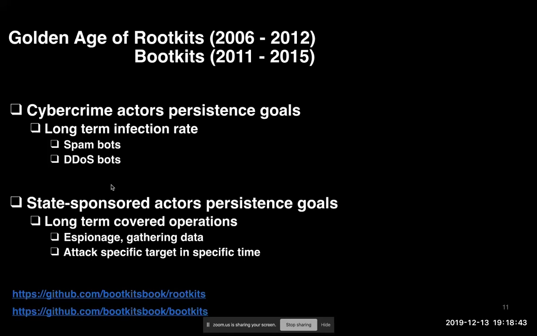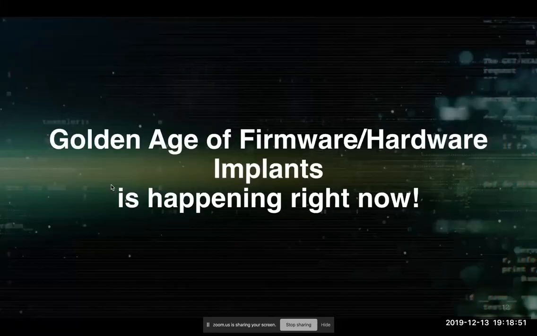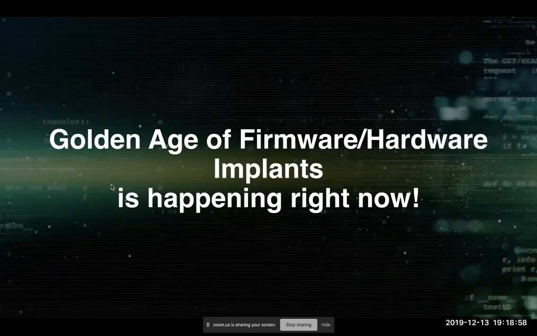Here are a few links. You can find some samples of malicious rootkits, bootkits, and implants on GitHub, with the samples from the book. But actually, I can say the golden age of firmware and hardware implants is happening right now. And it's happening exactly because not a lot of people can understand and gain visibility on these threats. And not a lot of tools, actually mostly zero tools, exist for hunting firmware implants.